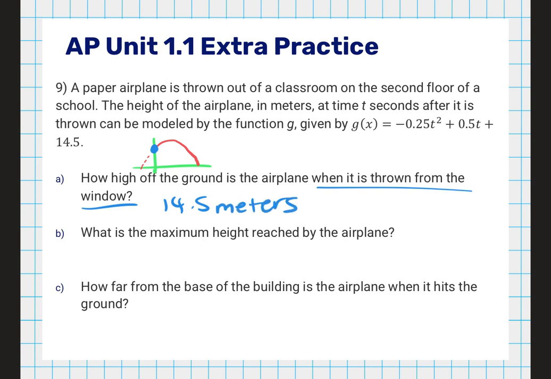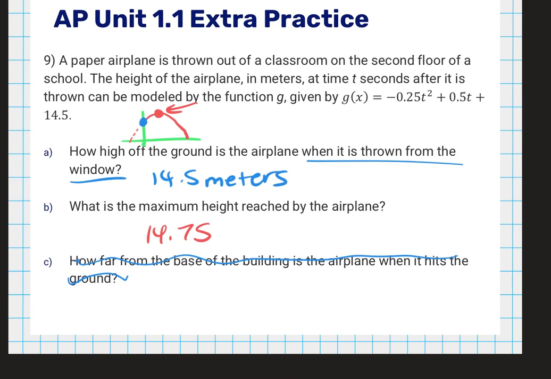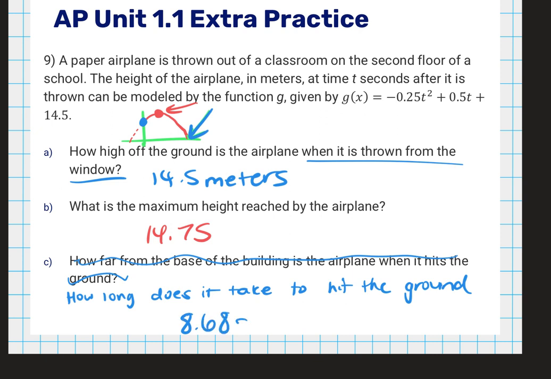The maximum height reached is this point here. What's that K again? What was your K? The highest, is it 14.75? Okay. We changed this because T is in terms of time. So how long does it take to hit the ground? And the visual representation of that is the X value at your 0, right? Which was what, I just erased it, 8.68, is that what it was? Okay. And it's in seconds.